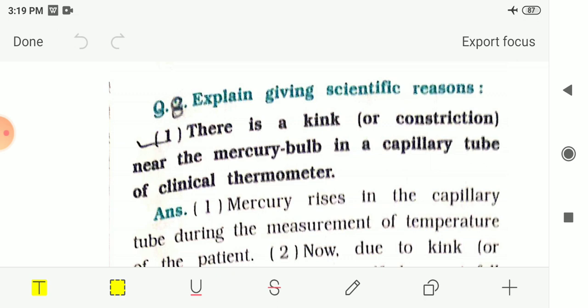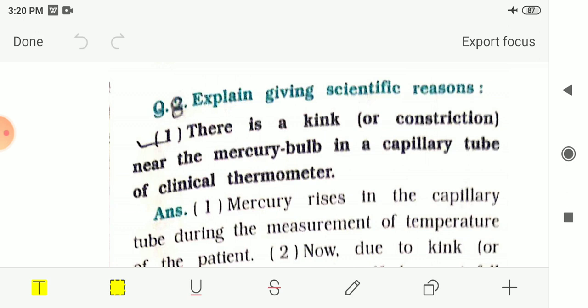Then we had seen the range for this thermometer. So a clinical thermometer can measure temperature from 35 degrees Celsius to 42 degrees Celsius. And in Fahrenheit scale, it's from 94 degrees Fahrenheit to 108 degrees Fahrenheit. The normal temperature of the human body is 37 degrees Celsius, that we had already seen, and in Fahrenheit scale it's 98.6 degrees Fahrenheit.